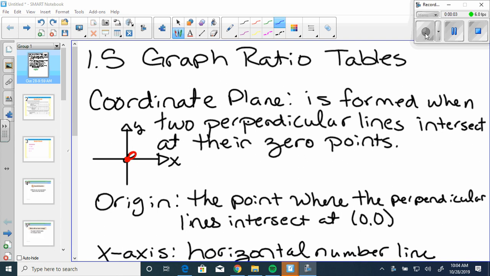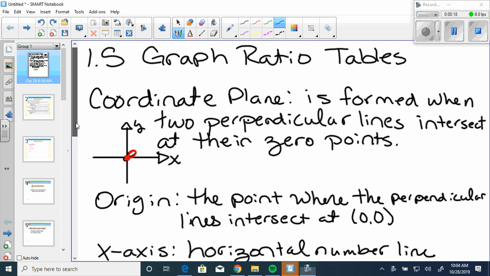Okay, Chapter 1, Section 5, Graph, Ratio, Tables. First are terms. A coordinate plane is formed when two perpendicular lines intersect at their 0 points. Perpendicular means they make right angles to each other, or 90-degree angles. So I have here a coordinate plane.